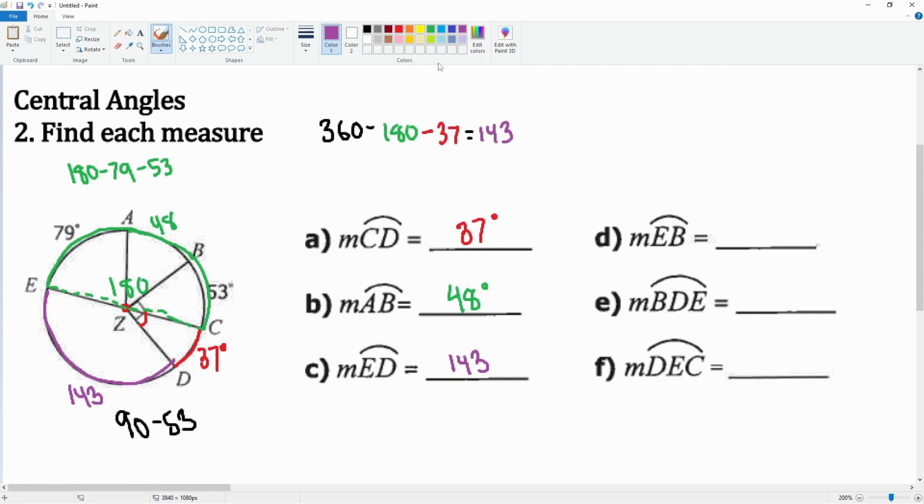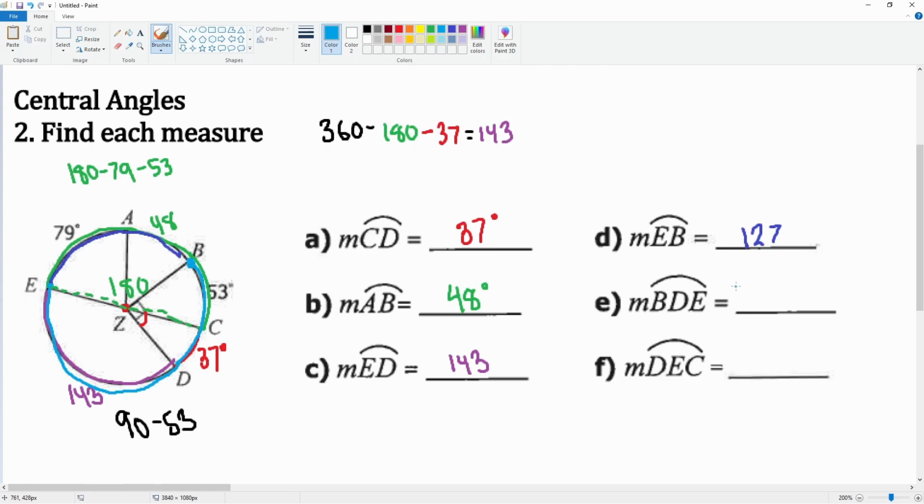Let's look for EB. EB, where is EB? Okay, EB is right here in blue. That is just the 79 plus 48. That is 127.